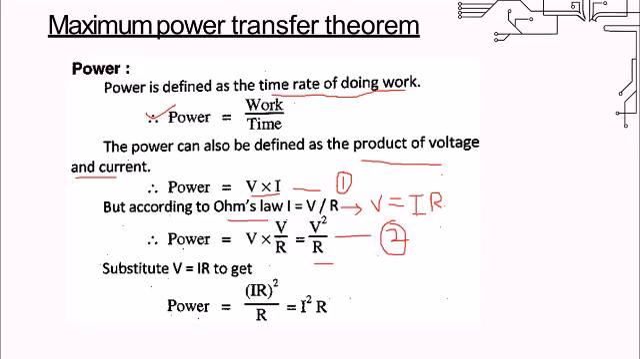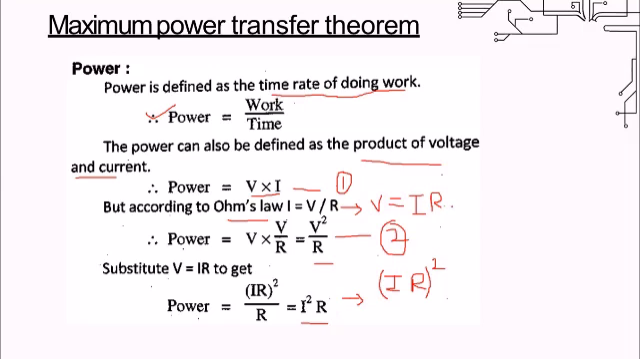Now substitute Ohm's law, V is equals to IR, again in equation number 1. See how this formula is derived. Replace V is equals to IR. So instead of V, I am putting IR, and V square becomes IR square, divided by R. So R gets cancelled. Your formula for power is I square R.